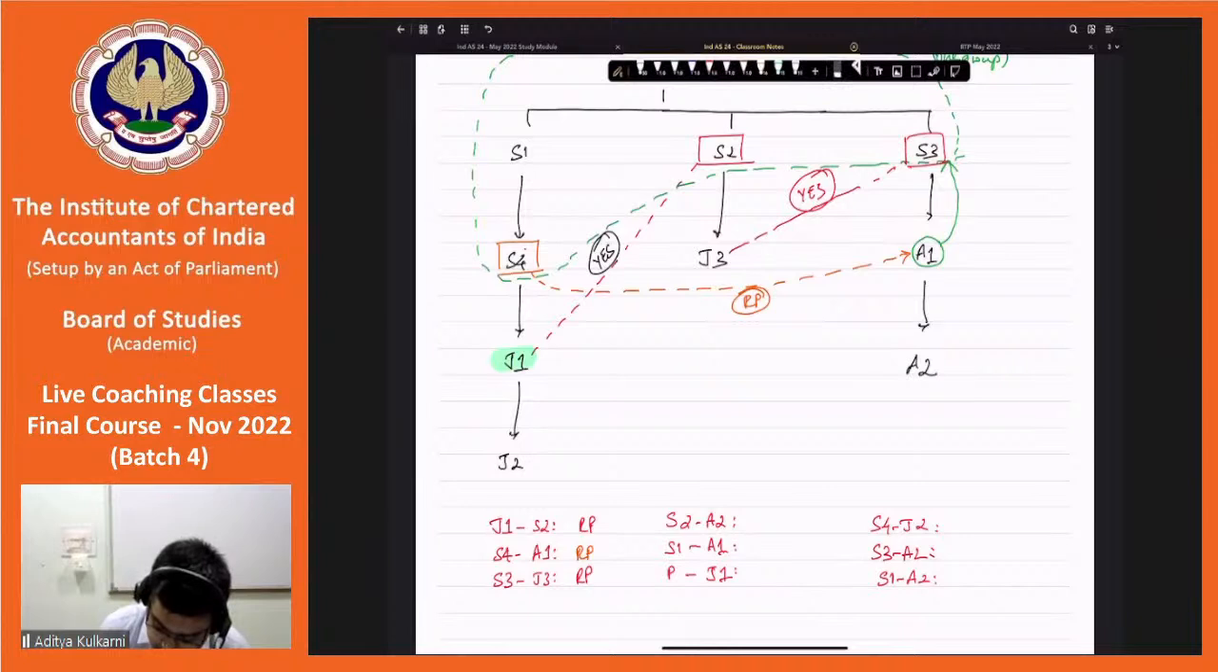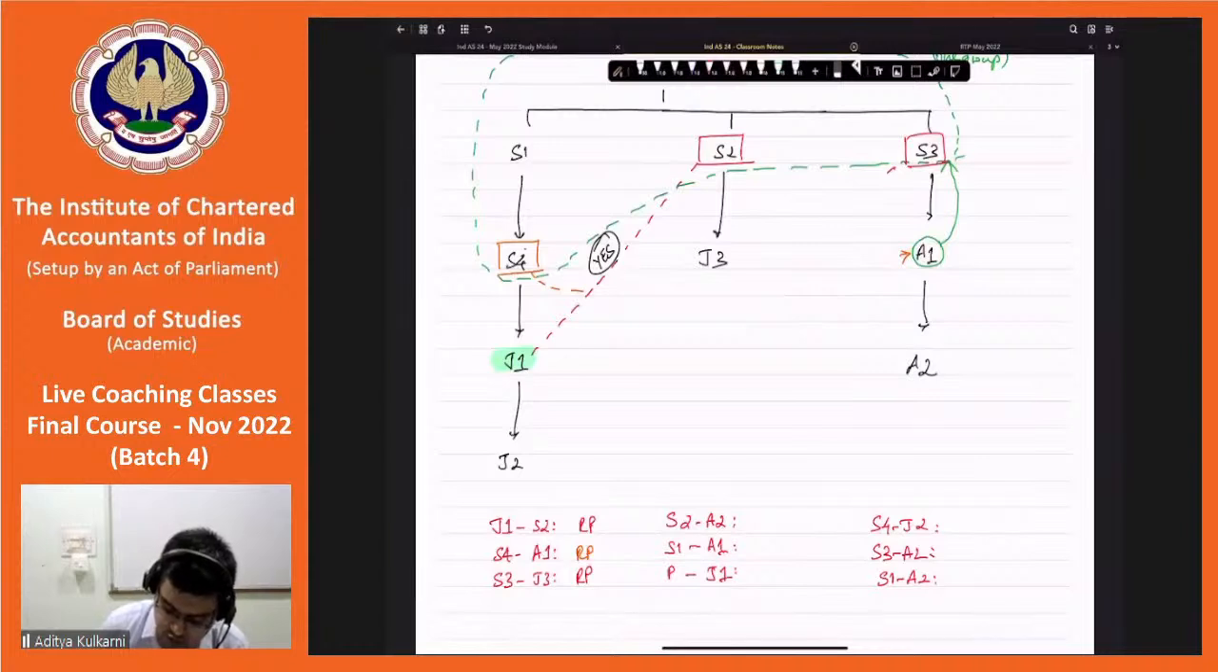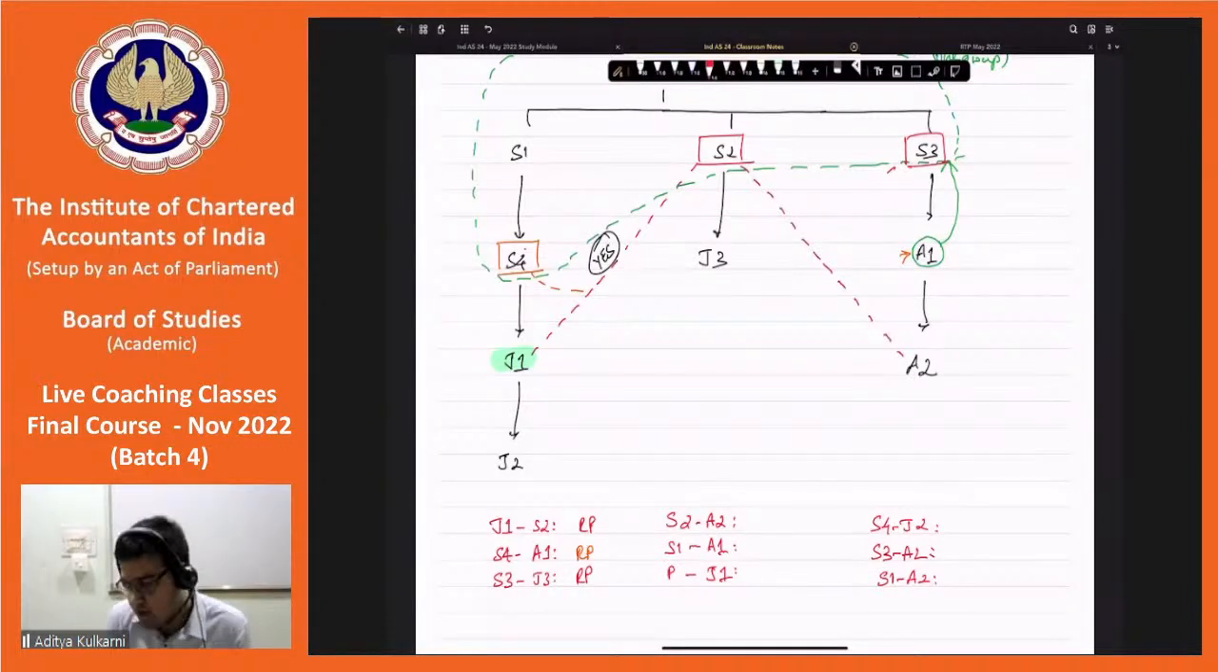Both khichdi pak gaya. I'll just rub off these lines. The next question is S2, A2. We are preparing S2's balance sheet. The question is: is A2 related to S2?